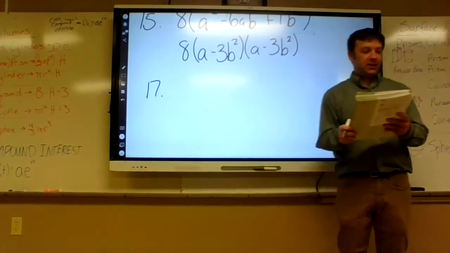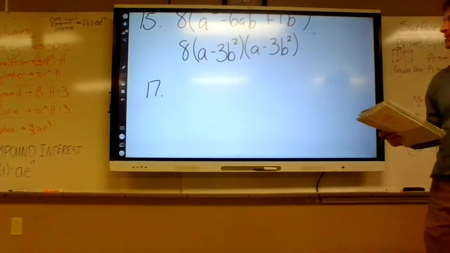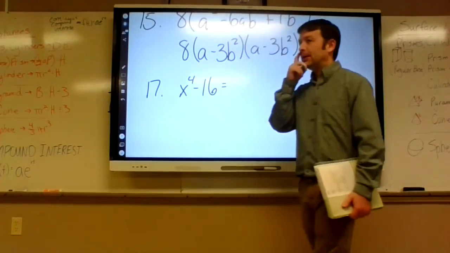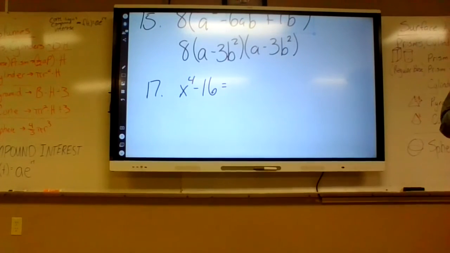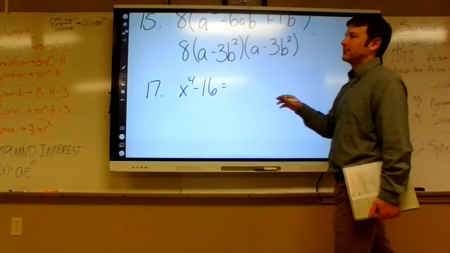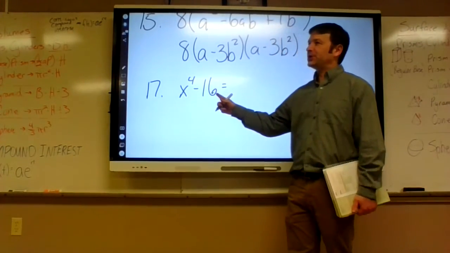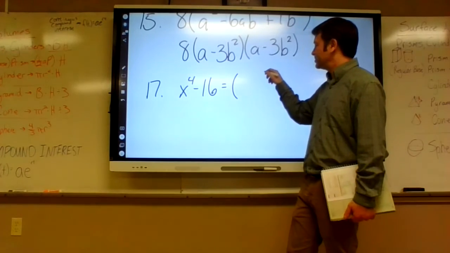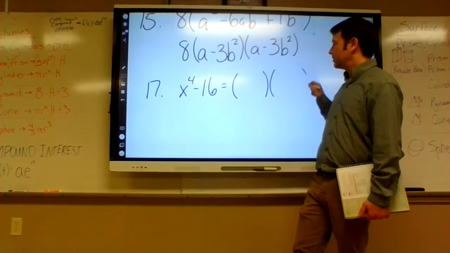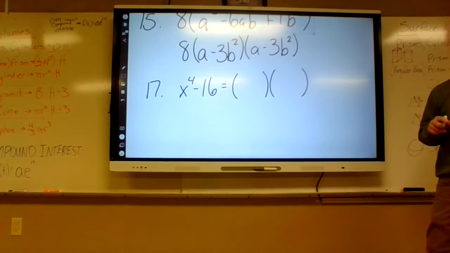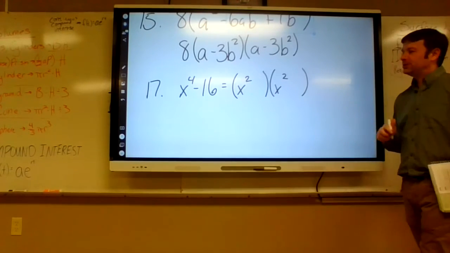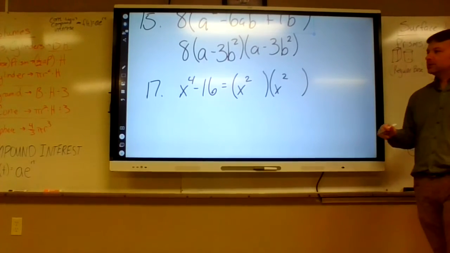Okay, 17. What kind of problem is 17? Can we take anything out? No, you can't. It's a square minus a square. Nothing comes out of both of these. There's no x's here, no 6's or 2's or whatever. But it is a square minus a square. So what goes into x to the fourth? What goes into negative 16? Negative 4 and positive 4.